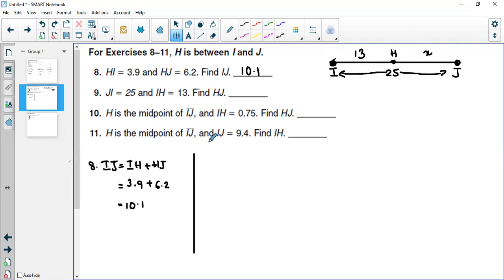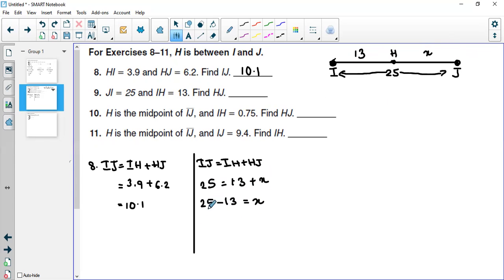So the equation remains the same because we are working with the same line. IJ equals IH plus HJ. Only the numbers differ. So IJ is 25, which is equal to IH is 13 plus X. Literally, the whole length is 25. Part of it is 13. So to find the remaining part, you need to subtract. But we need to do that in a proper way. We cannot simply say the answer fell over from the sky, right?